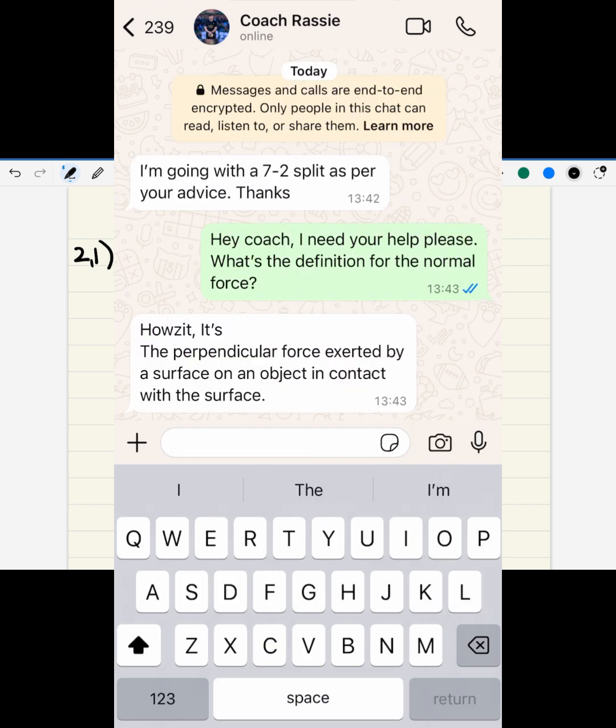The perpendicular force exerted by a surface on an object in contact with the surface. I'm not going to spend too much time on this. Definitions are important. Learn them.